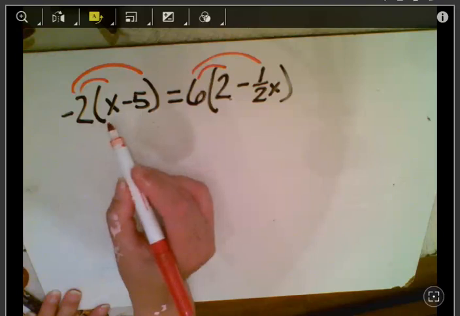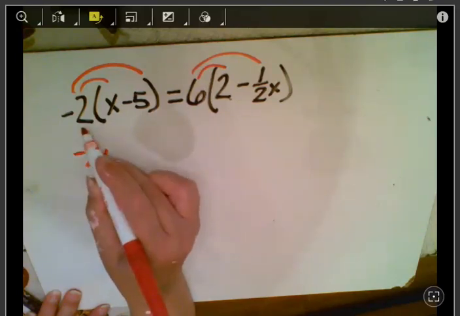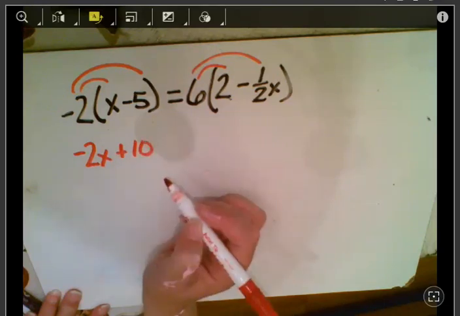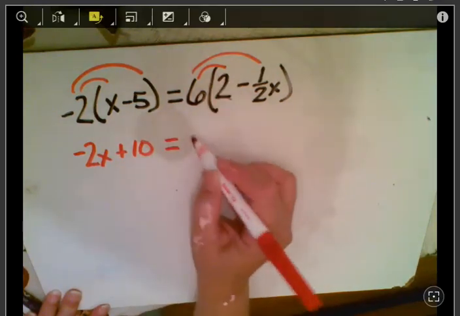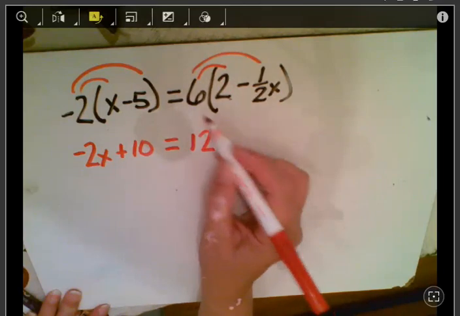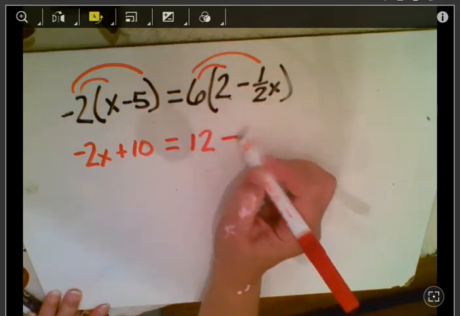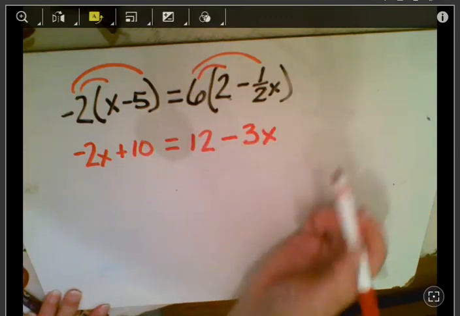So your negative 2 and x make negative 2x. Your negative 2 and negative 5 make a positive 10. This equals your 6 and your 2 is 12. And your 6 and a negative half is going to be a negative, and half of 6 is 3x. So now we're going to do the same thing.